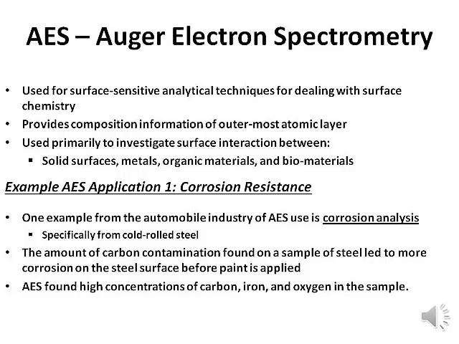This is of particular interest for one application of corrosion resistance. One example in the automobile industry is the use of AES corrosion analysis specifically for cold-rolled steel. When AES was used, it found high concentrations of carbon, iron, and oxygen, which can lead to corrosion and rust. So with the help of AES, they are able to determine new and better ways for the body of the car and other components of the car to last much longer.